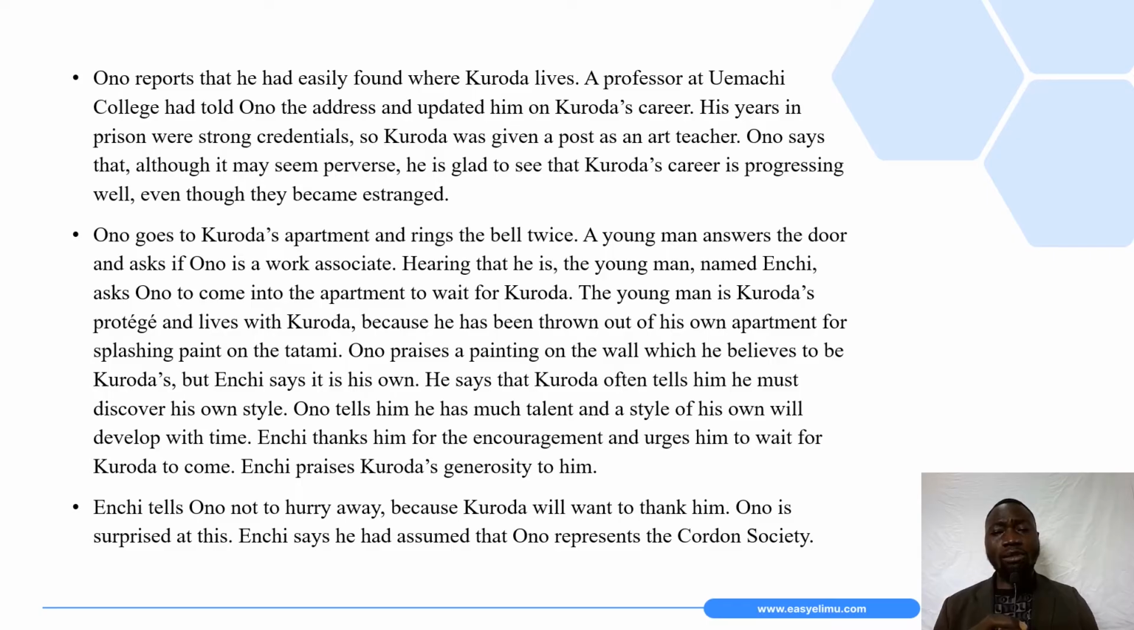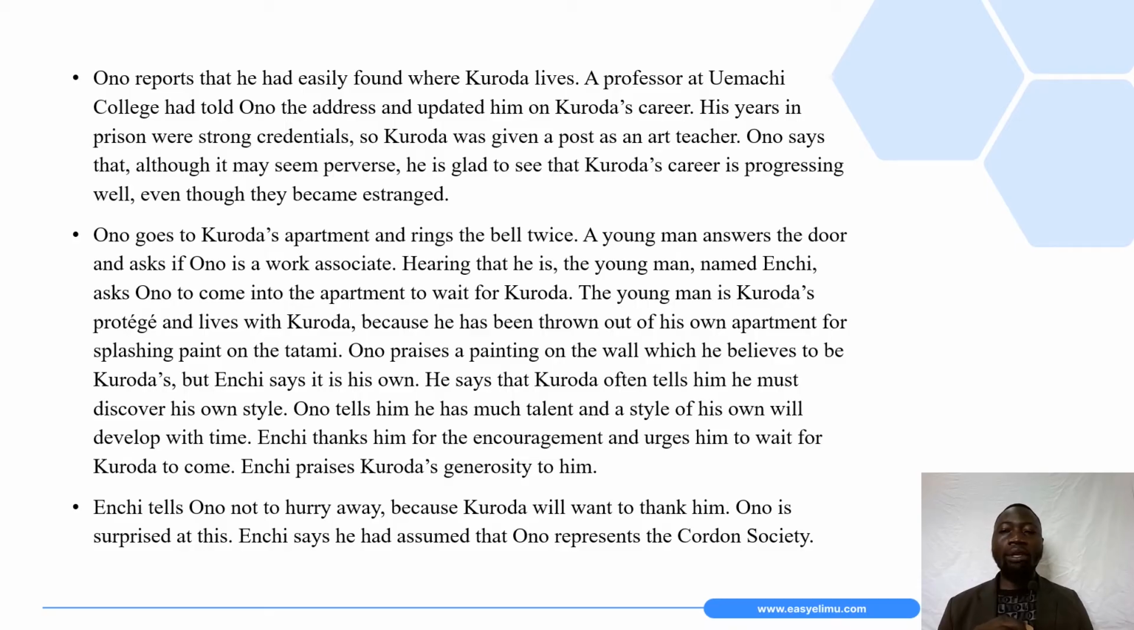Because he has been thrown out of his own apartment for splashing paint on the tatami, Ono praises a painting on the wall which he believes to be Kuroda's, but Enchi says it is his own. He says that Kuroda often tells him he must discover his own style. So Ono tells him he has much talent and a style of his own will develop with time. So Enchi thanks him for the encouragement and urges him to wait for Kuroda to come.